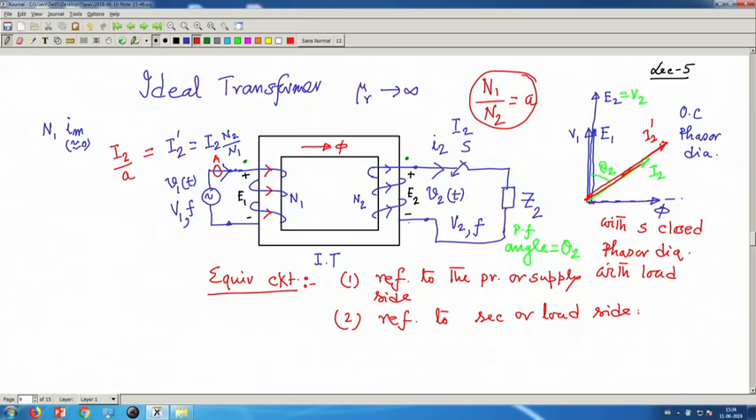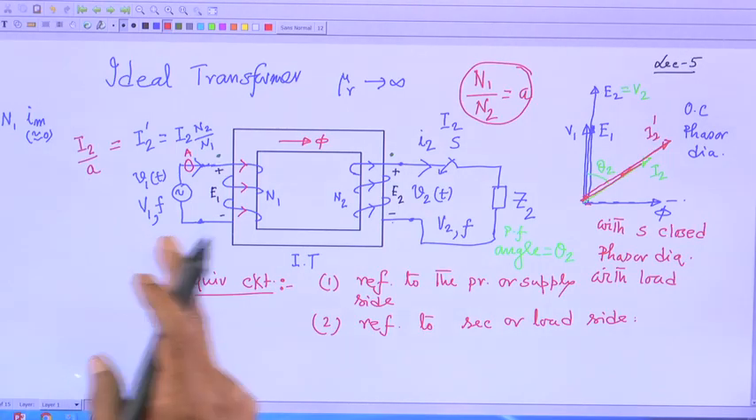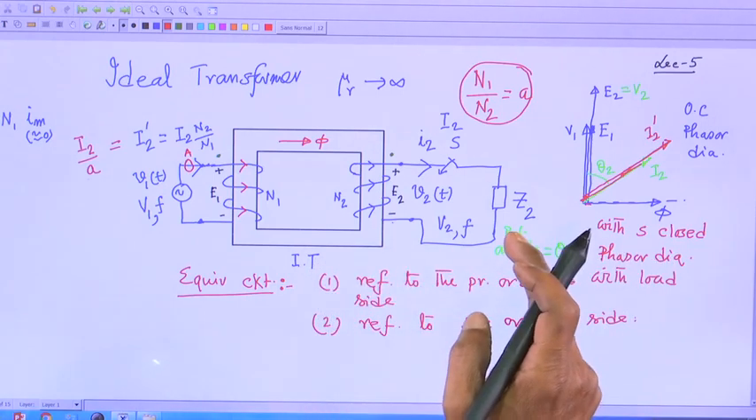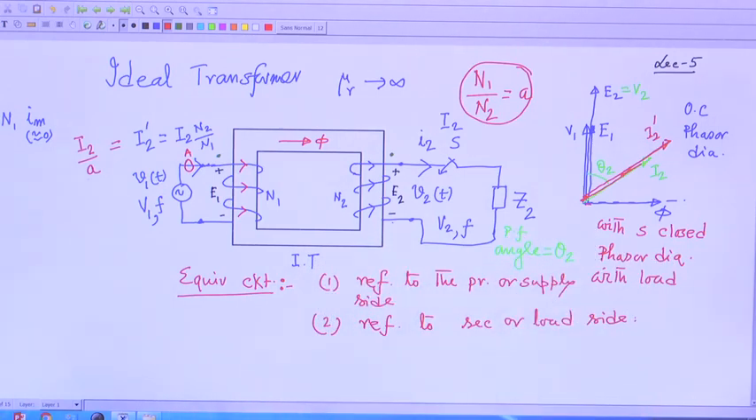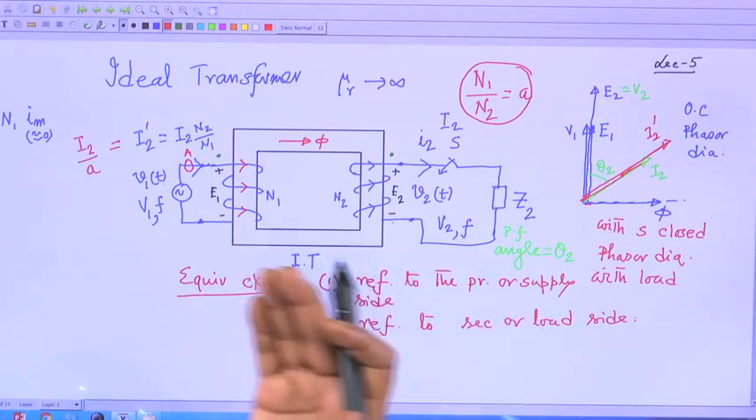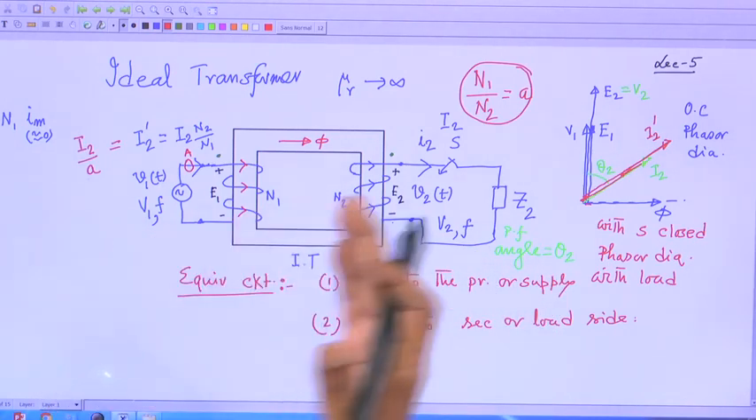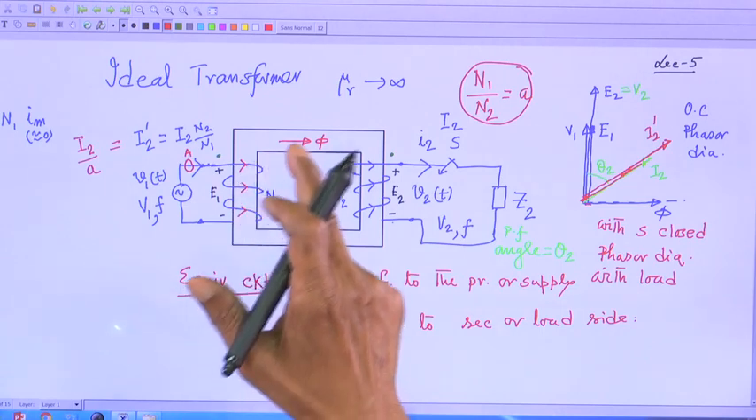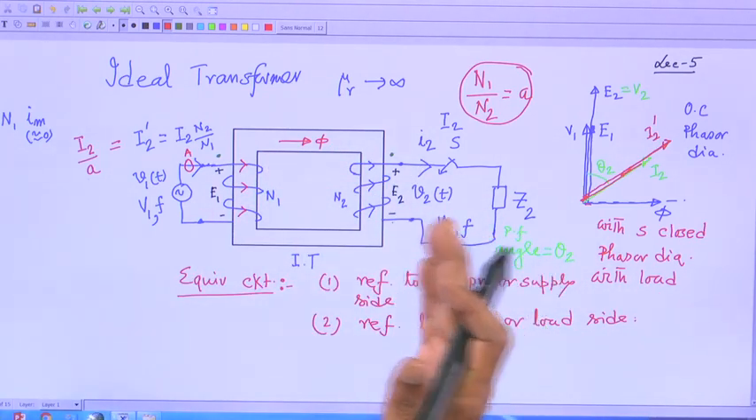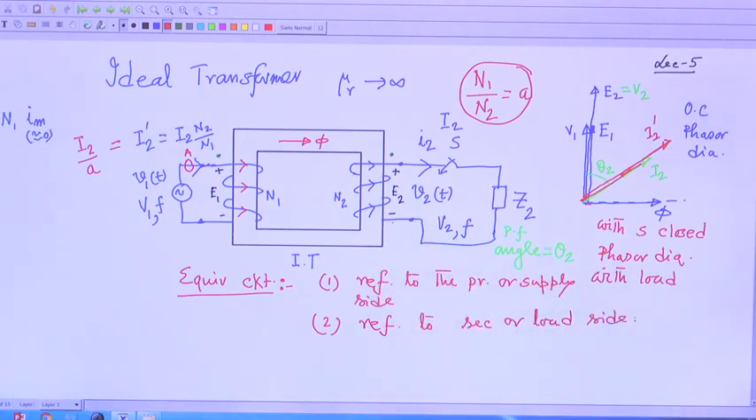See, here is a supply and then you have connected a transformer, then on the secondary of the transformer there is Z2, and these two coils are not electrically connected. They are magnetically coupled. So, energy is transferred from the source to the load side via this flux. Time varying flux communicates with the second coil, and you get voltage and power on the secondary side.